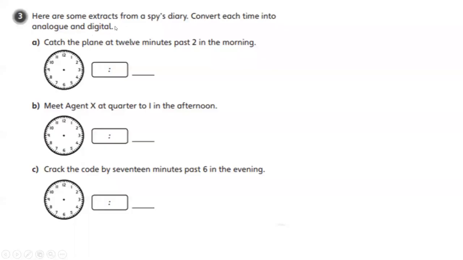Question 3, here are some extracts from a spy's diary. Convert each time into both analog and digital. So it's just writing the time once in analog, once in digital. Catch the plane at 12 minutes past two.